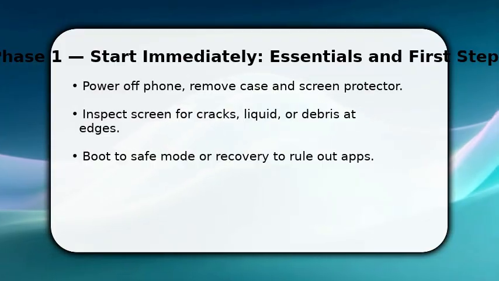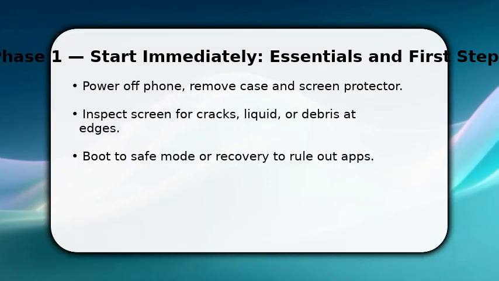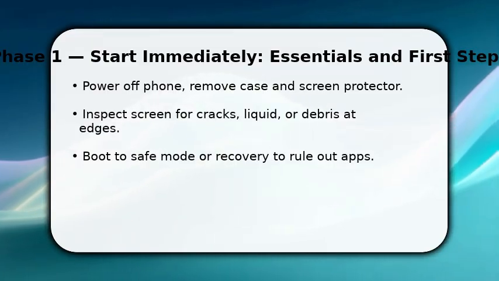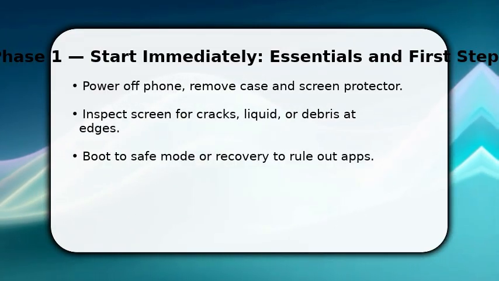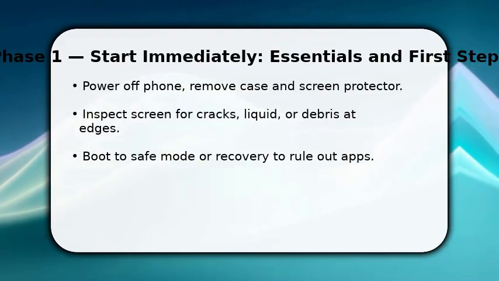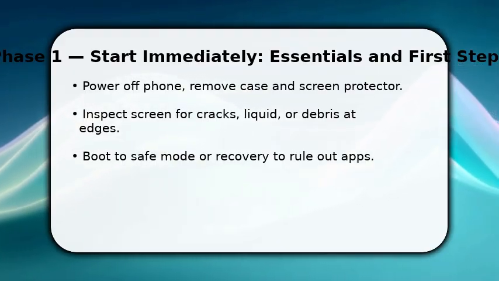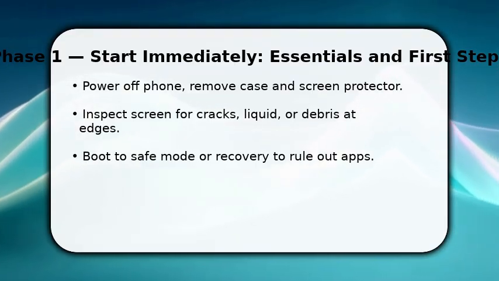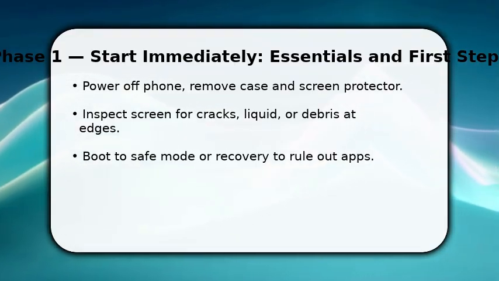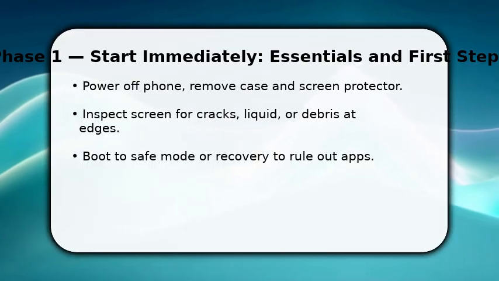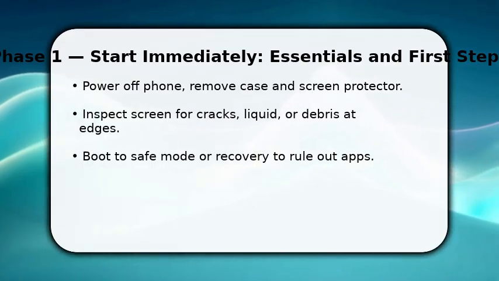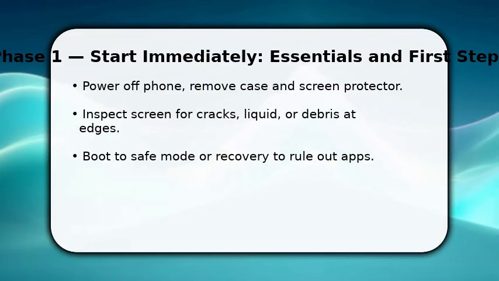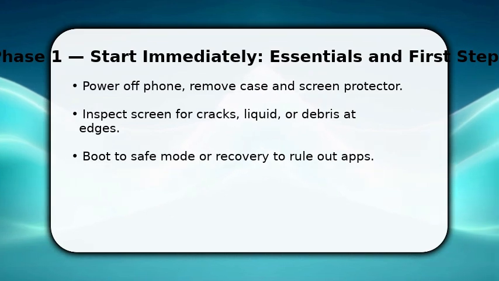You start by powering off the phone and removing any case or screen protector so you can inspect the glass and edges. Once done, look for visible cracks, debris, or moisture. These cause ghost touches. You then boot into safe mode or recovery to quickly determine whether an app is triggering input, because software faults mimic touchscreen faults. Make sure to record any recent installs, they may be the culprit. If nothing obvious appears, proceed to cleaning and diagnostics immediately.